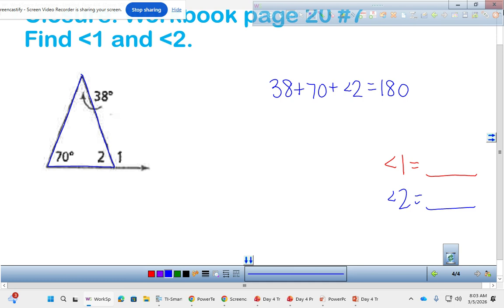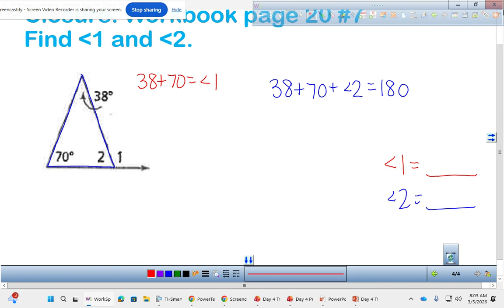To solve for the outside angle, I know that inside angle 1 plus inside angle 2 equals outside angle, as long as you're not using the one next to it, right? I can't use angle 2 paired with that outside angle for that formula. So those are the 2 equations you're solving.